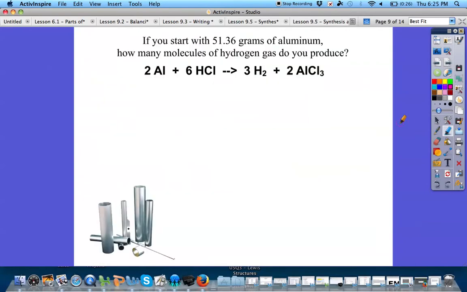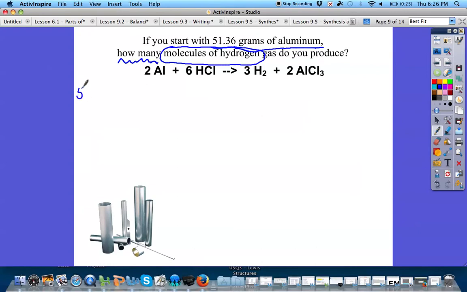So let me show you how to do this first problem. It says if you start with 51.36 grams of aluminum, how many molecules of hydrogen gas do you produce? We're always going to start with that number and unit that we're given in the problem. So the 51.36 grams of aluminum. And wherever it has this question, how many, or calculate, or what is the number, that's going to indicate what we want to find. So we want to find molecules of hydrogen.